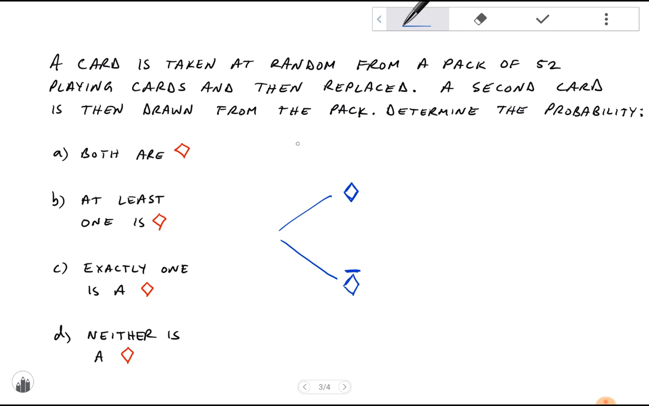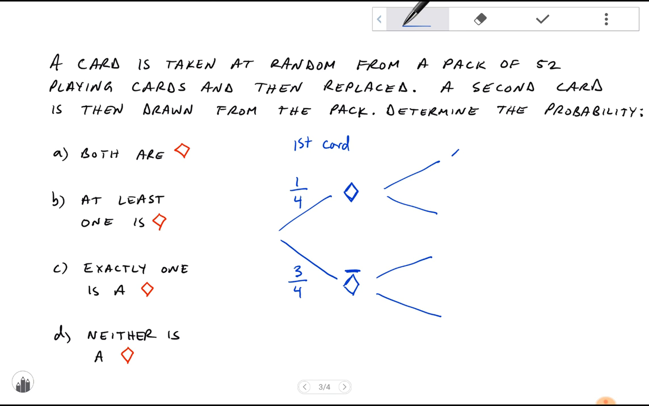So this represents our first card. So our draw, the odds of getting a diamond are 1 out of 4. The odds of not getting a diamond are therefore 3 out of 4. Right? 3 of the suits are not diamonds. 1 of the suits is diamonds. Now we replace it and then we draw again.